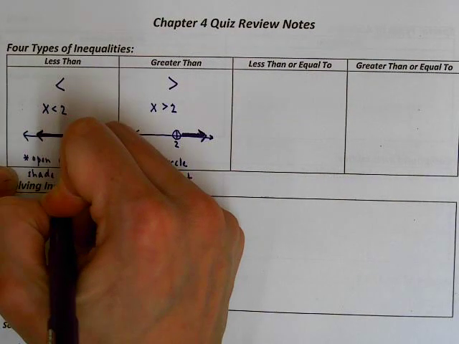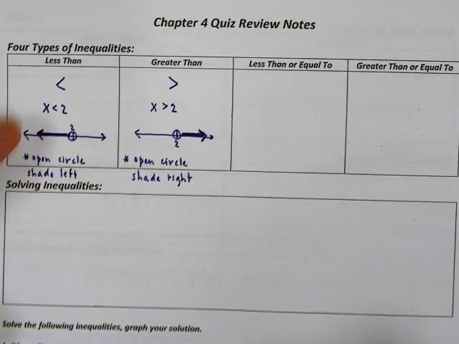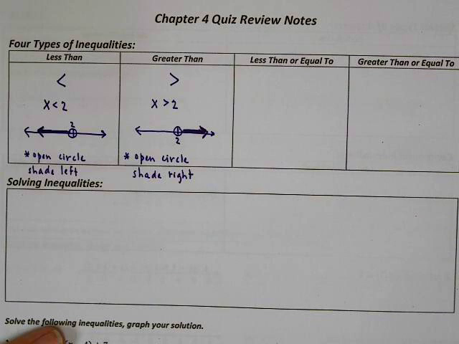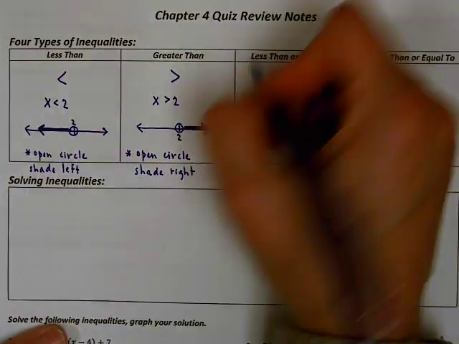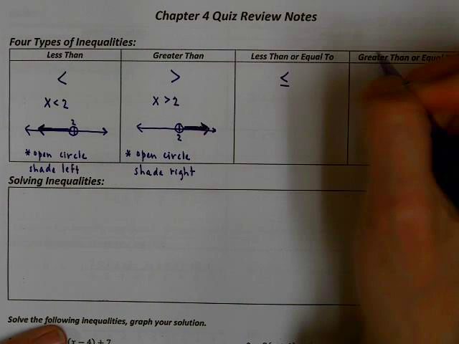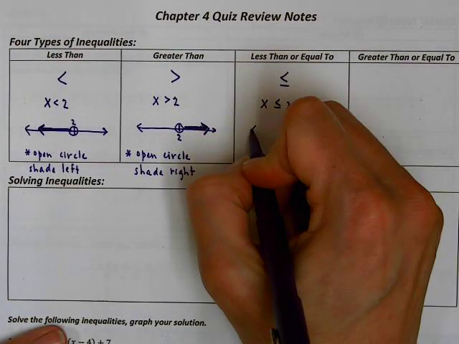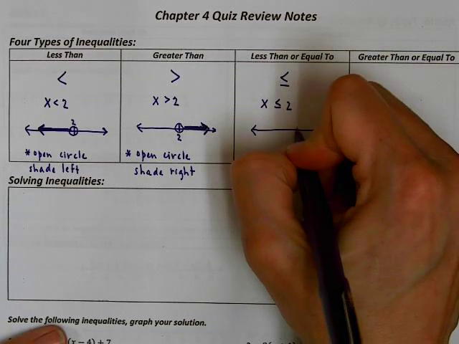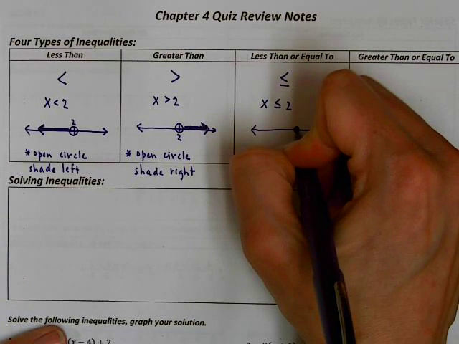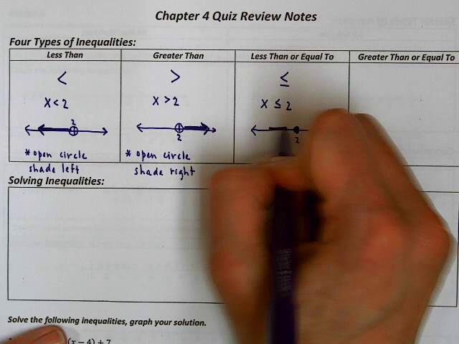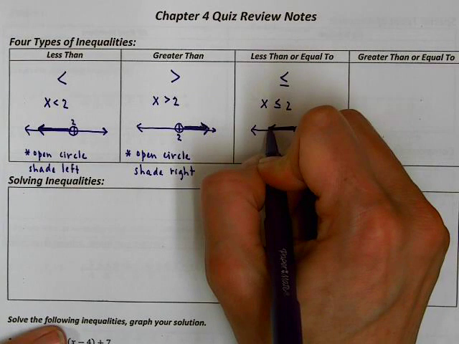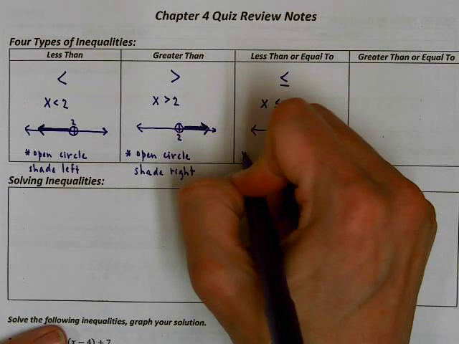Now, obviously, this all is dependent on that x being written first. So for x less than or equal to, we could have x less than or equal to 2. What's going to change here is now we'll have a closed circle and shade to the left.